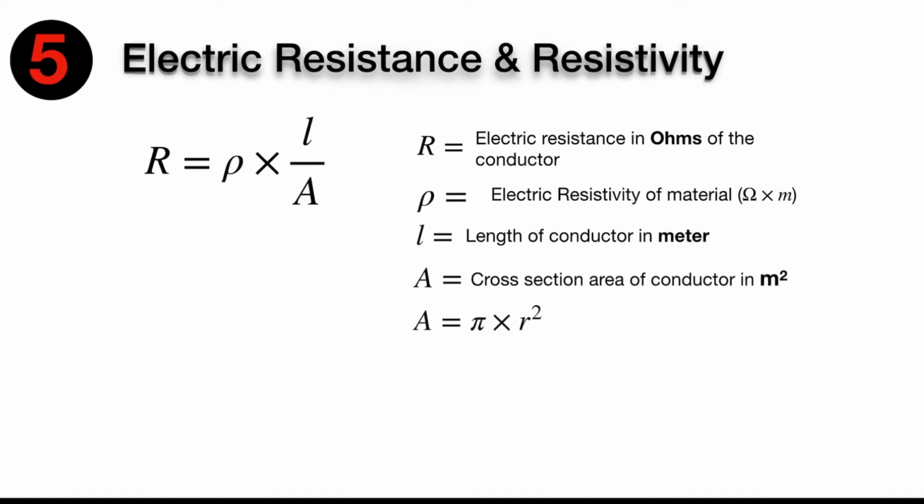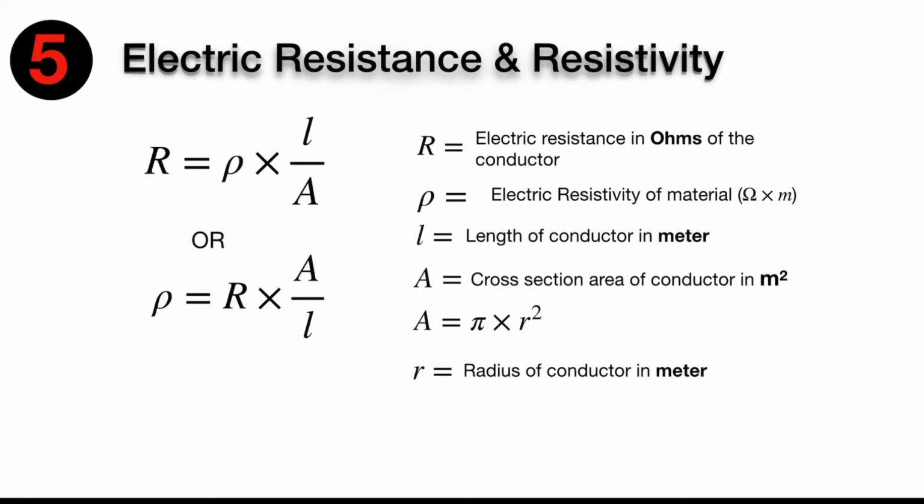So A can be written as pi r square if the conductor is cylindrical. r is the radius of the conductor in meters. Now resistivity rho can be given by R into A divided by L. Although here in the formula you see the area A and the length L of the conductor, the resistivity, remember, doesn't depend on these parameters. It only depends on the material.